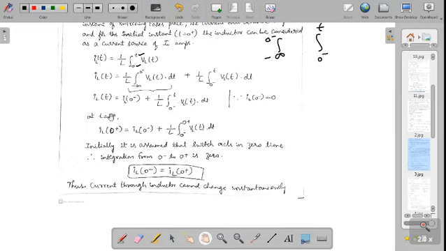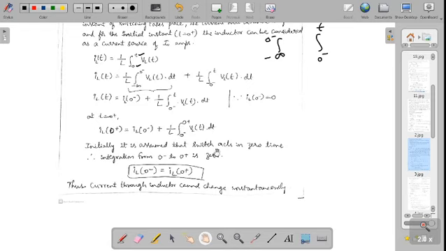At time t equal to 0 plus, IL of 0 plus equals IL of 0 minus plus 1 by L times the integral from 0 minus to 0 plus of VL of t into dt.